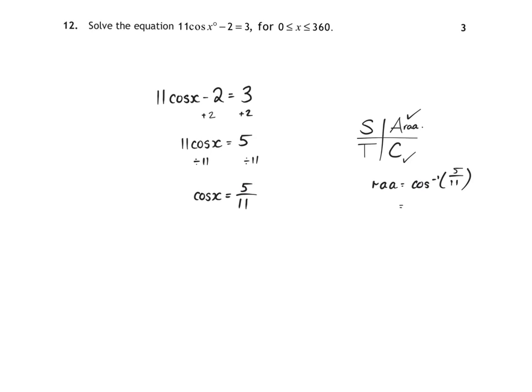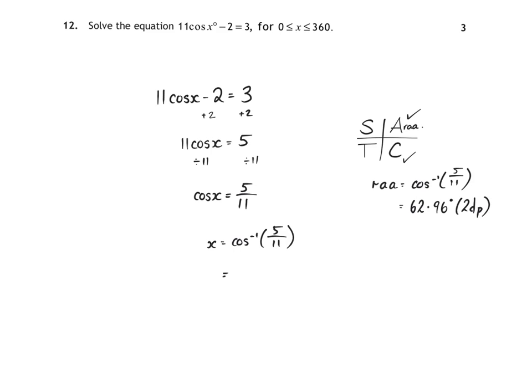And you always put the positive of the fraction in here. Even if you've got a negative, you always put the positive in to find your relative acute angle, which in this case is 62.96 degrees to 2 decimal places. So here we have x equals cos to the minus 1 of 5 over 11.